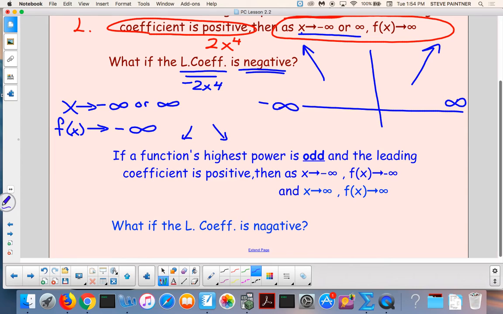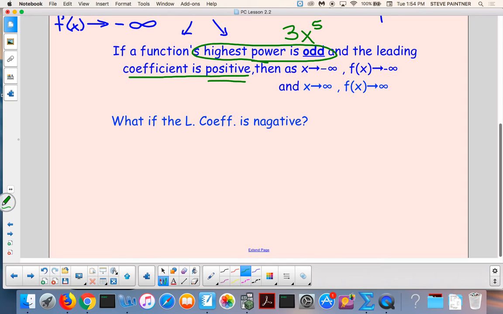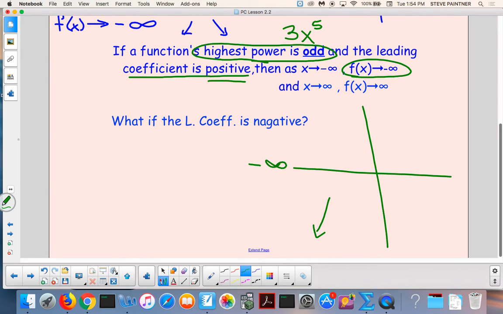Here's another one. Now this is the one that's not in your slide. So tell me, if the highest power of x is odd, like x to the fifth, and the leading coefficient is positive, 3x to the fifth, then does this make any sense? As x approaches negative infinity, what does your graph do? It approaches negative infinity. It goes down.